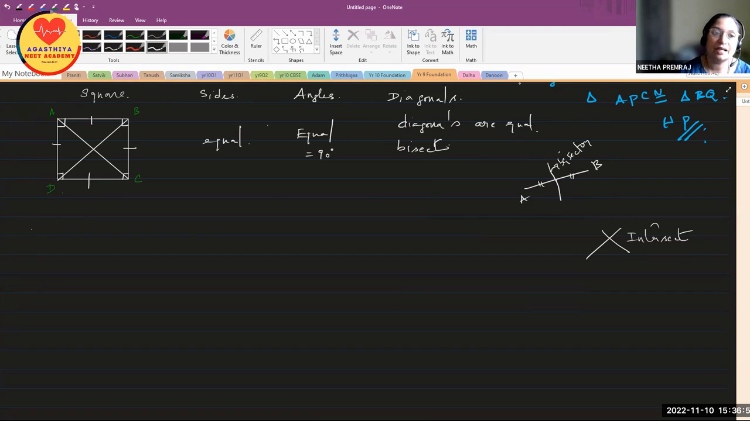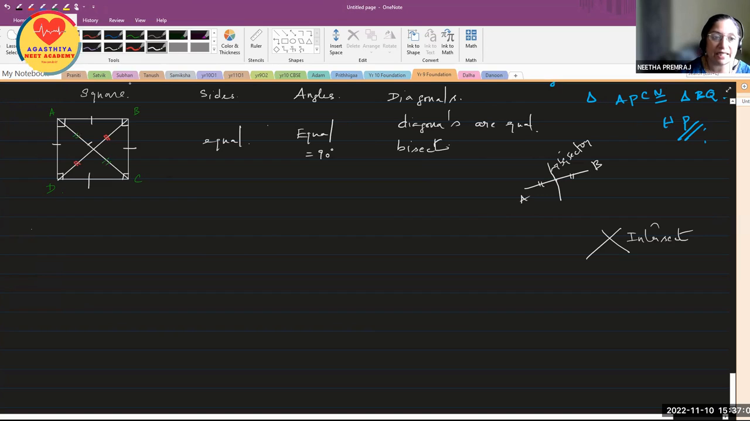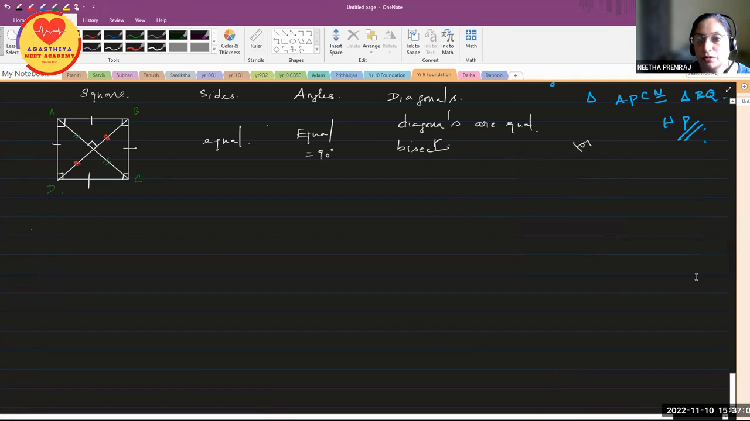So here the diagonals bisect each other. It means this measure is equal to this measure and this measure is equal to this measure. At what degree, you know? At 90 degree. The diagonals bisect each other at 90 degree. These are the properties you should know.